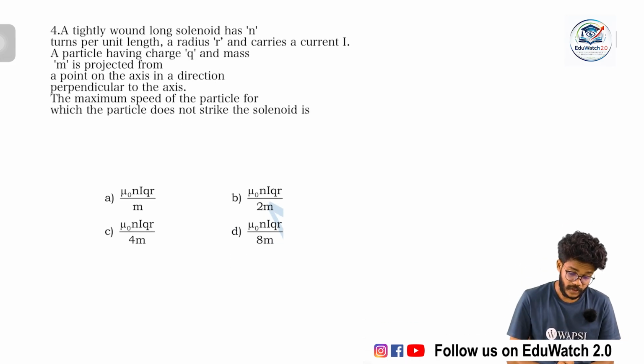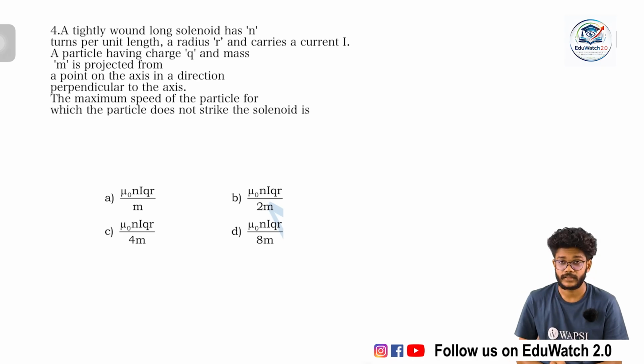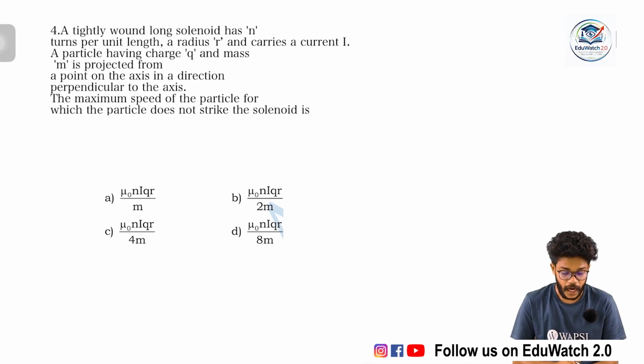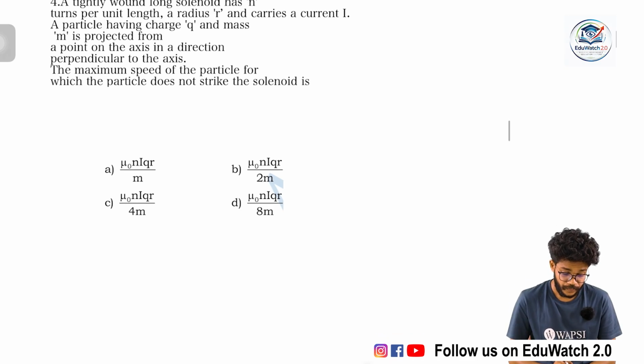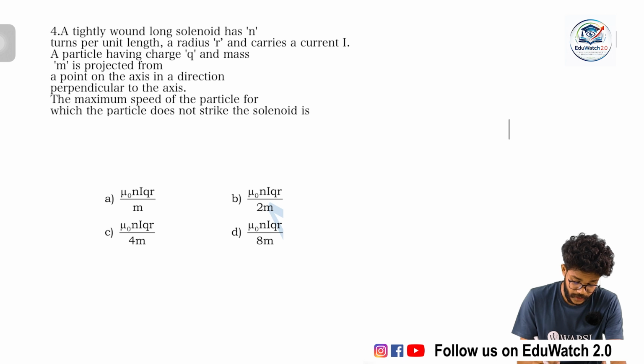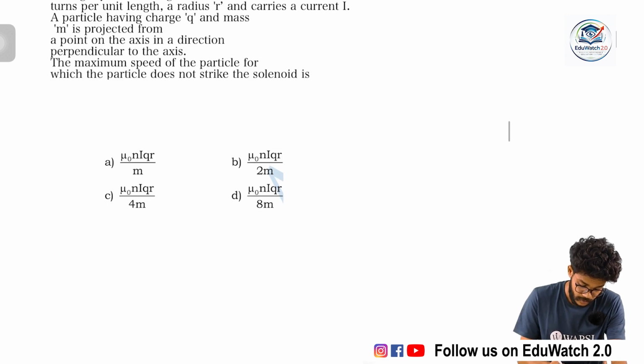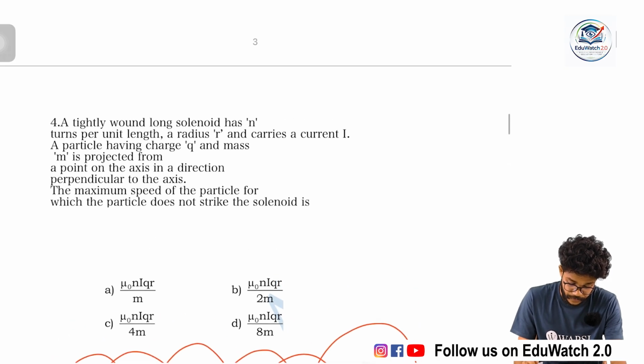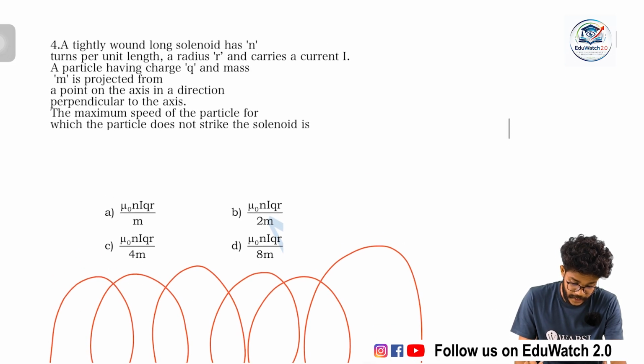A tightly wound long solenoid has n turns, n turns per unit length, that's why it is represented by small letter n, a radius r, small r, and carries a current I. A particle having charge q and mass m is projected from a point on the axis. So first I will draw a solenoid. Consider that this is a solenoid with a radius r and carrying current I.